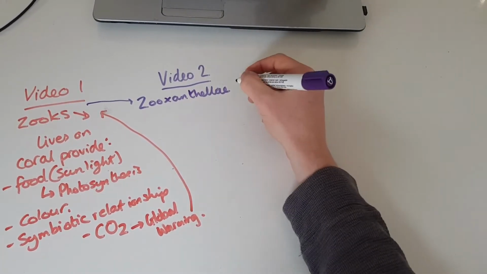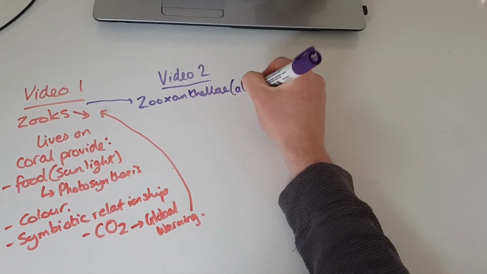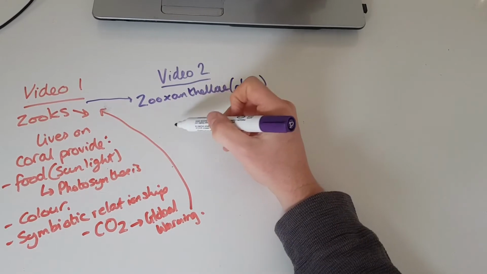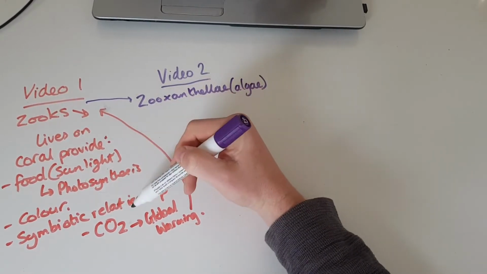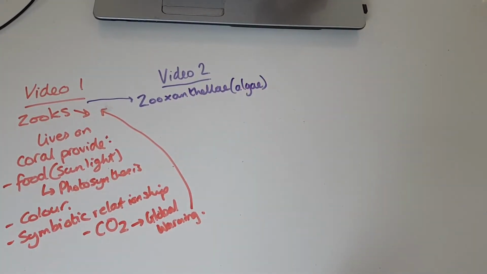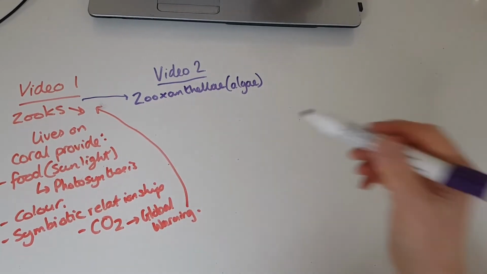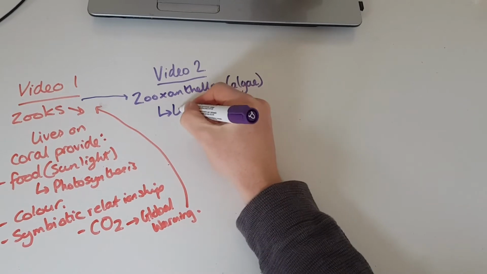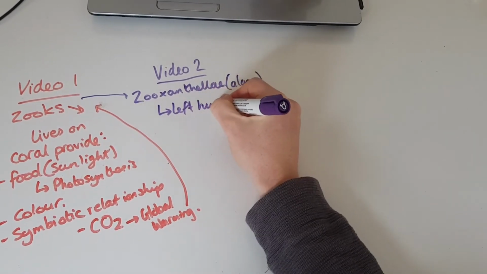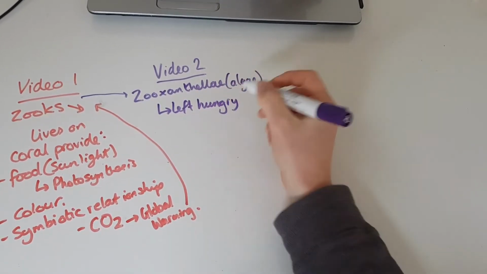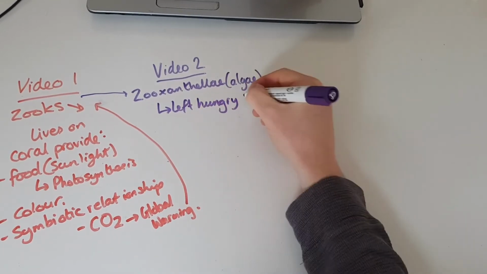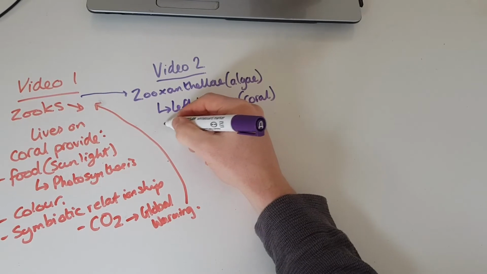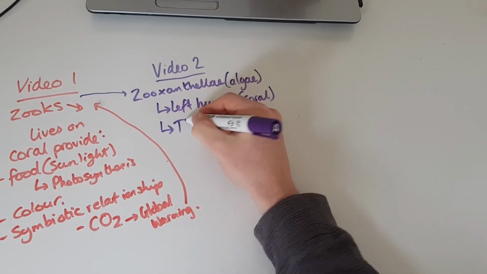Zooxanthellae is what they're called, and they're an algae. We learned that they're an algae. Everything else that we got from that video is very much similar to video 1, apart from we did get one fact about it being left hungry, didn't we? We said because they've gone now, the Zooks, the coral is being left hungry. I'll put coral in there, is what's being left hungry. And also that it takes time to go back to normal.